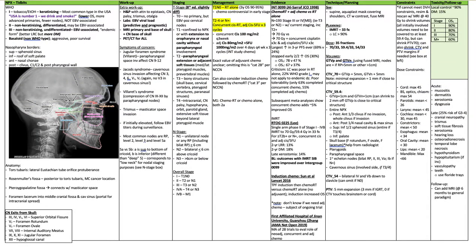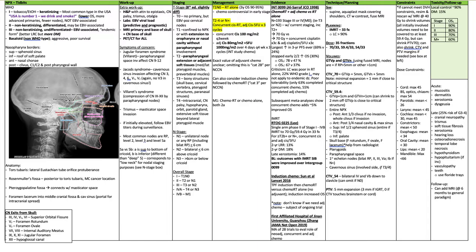Workup. H&P with attention to epistaxis, cranial nerve palsies, trismus, and otalgia. Labs: EBV viral load. This is predictive and prognostic. An MRI of the primary and the base of skull, plus the cranial nerves to the base of the skull. PET CT for all patients.